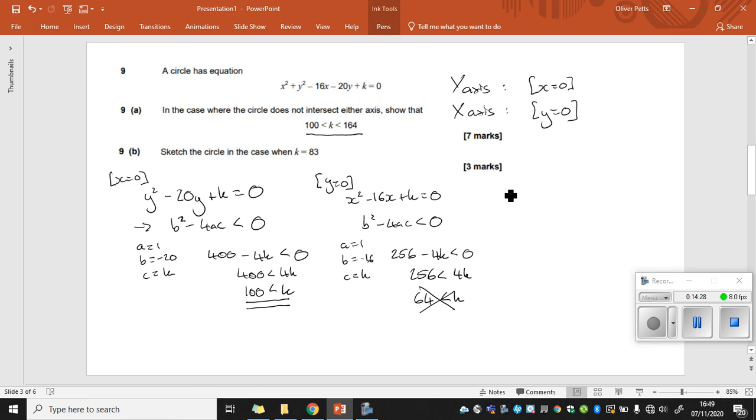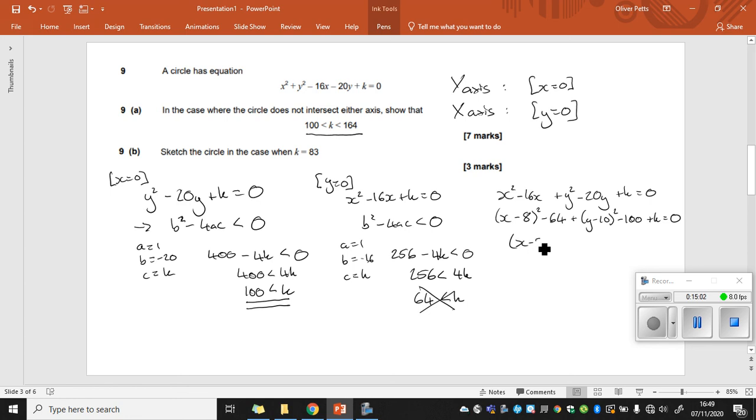So let's just rewrite it so that our x terms are together and the y terms are together, and then we've just got a plus k at the end. Okay, so completing the square for both x and y, we're going to have x minus 8 all squared. That's going to generate a 64, which we don't want. And then we're going to have a y minus 10 all squared, and that's going to generate a 100 that we don't want. And then we've still got a plus k.